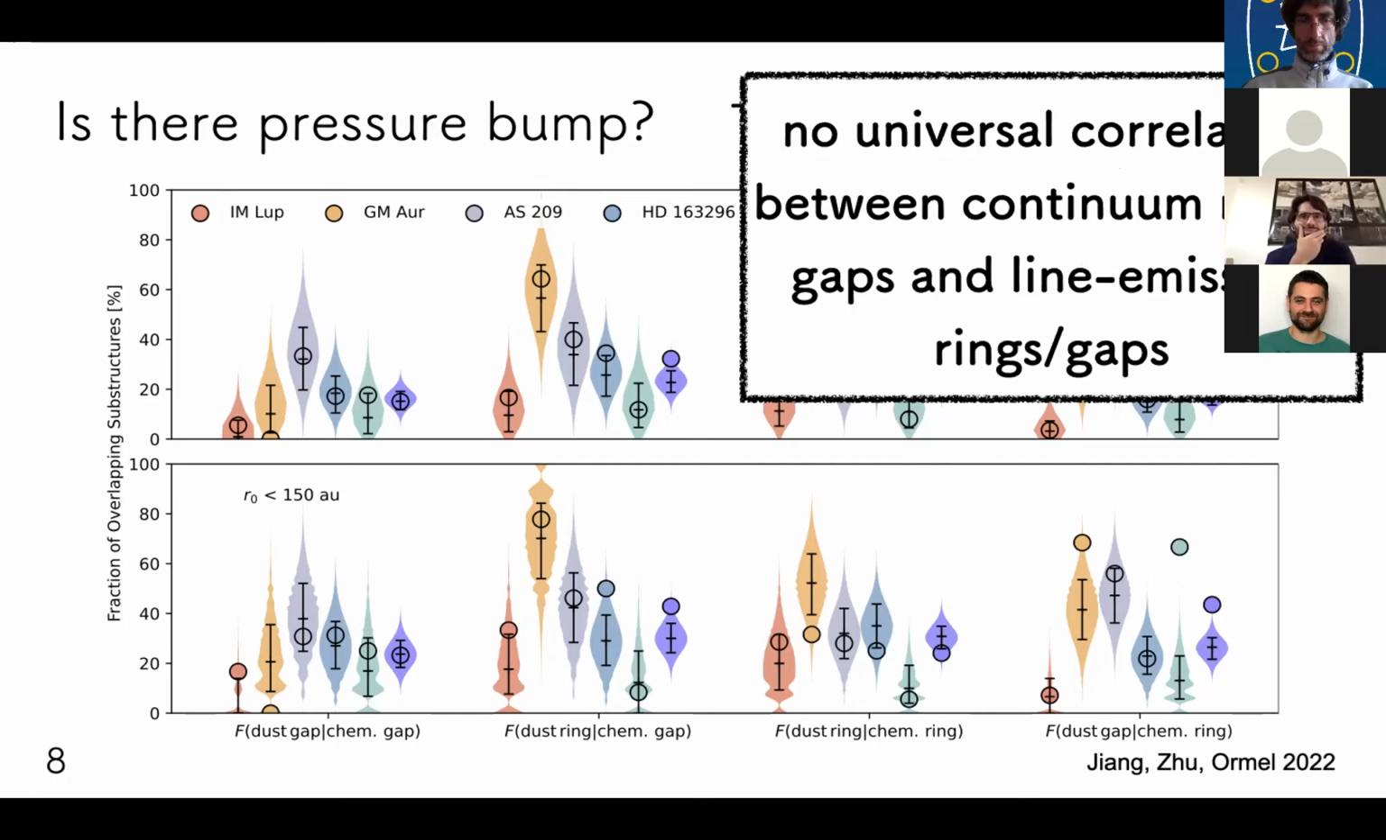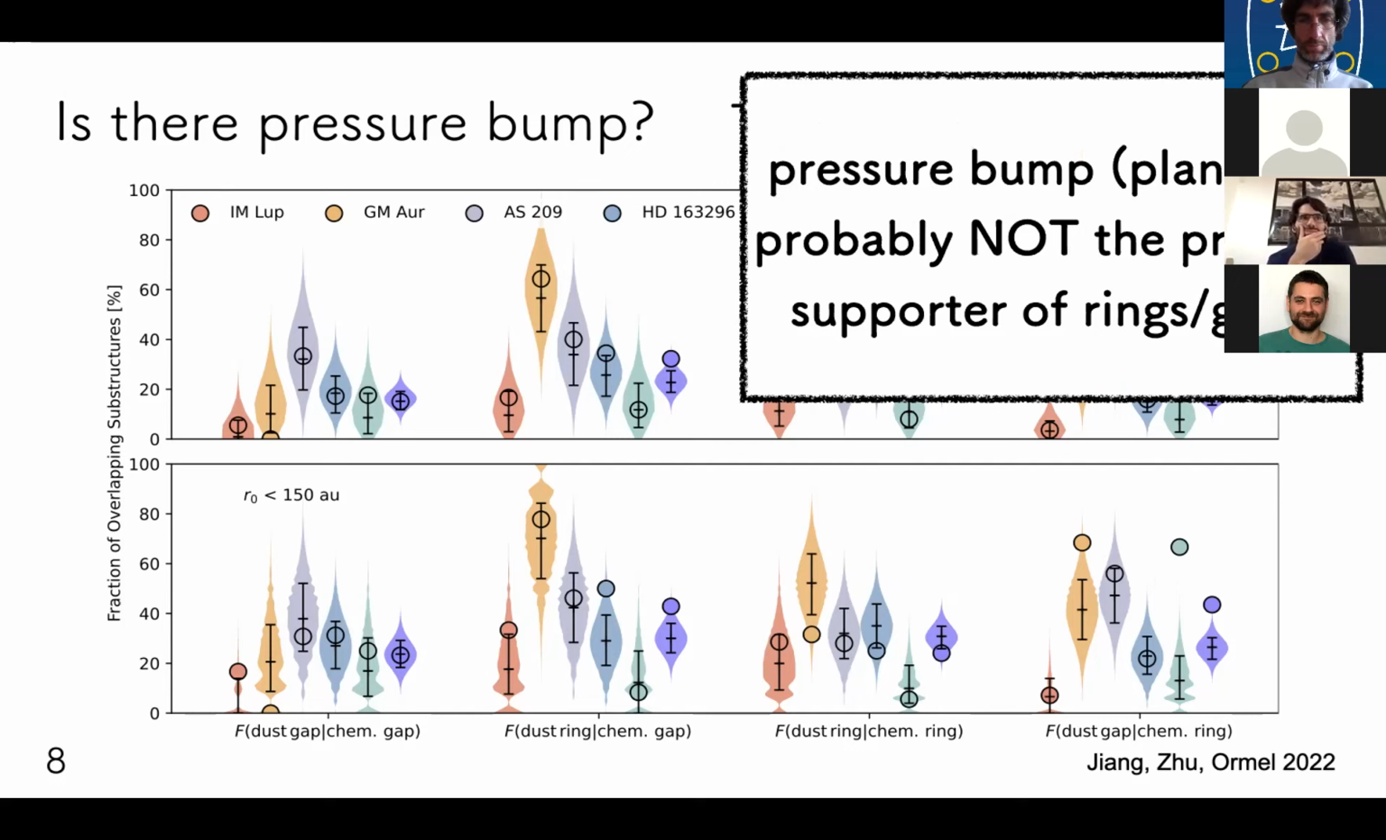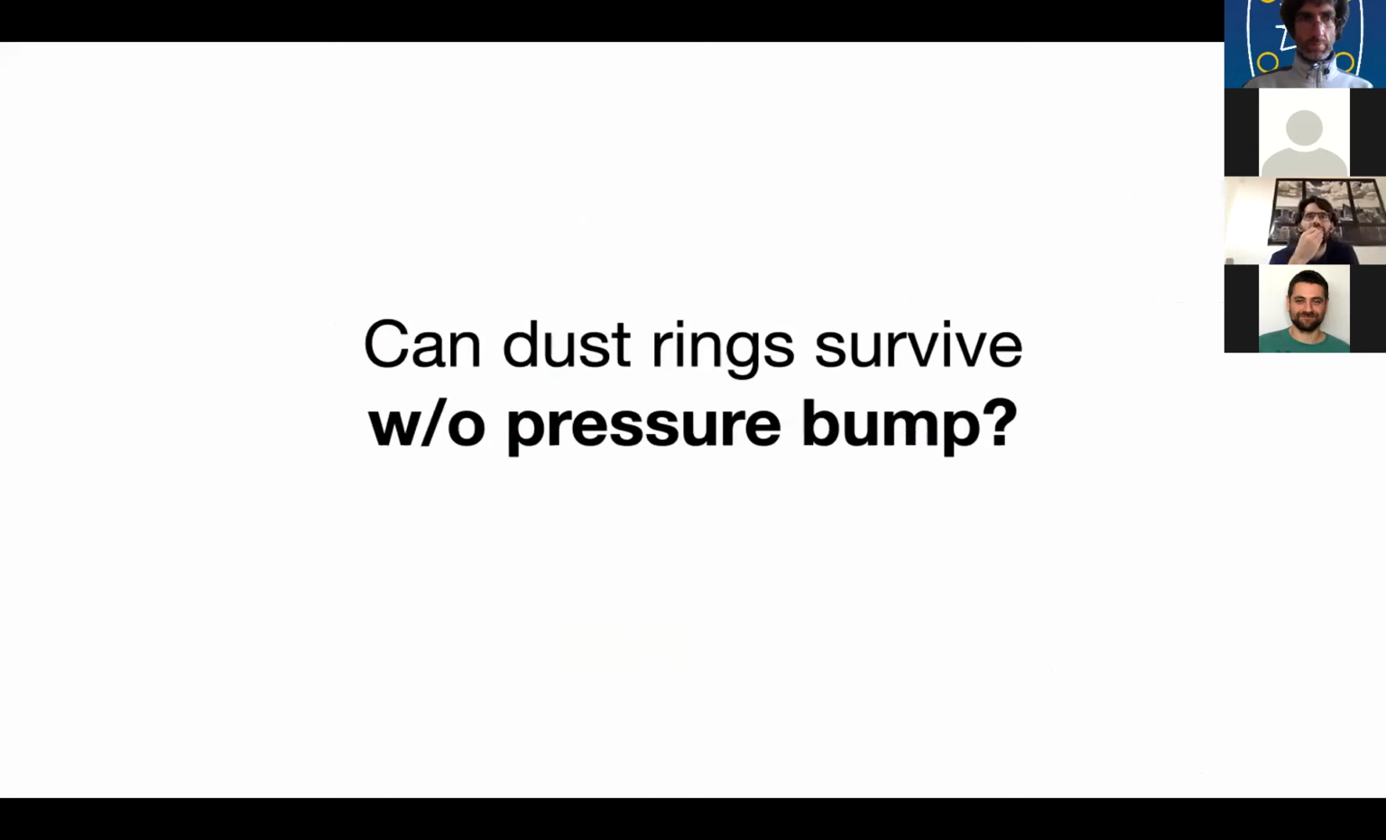So we propose that probably this pressure bump is not the primary supporter of such ring and gap formation in the dust component. So we ask the question: can the dust ring survive without this pressure bump support? And the answer is, of course, yes. So in the rest of this talk, I'd like to introduce the clumpy ring model we built to explain such dust rings without these pressure bumps.